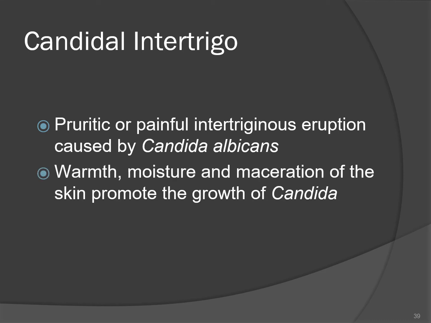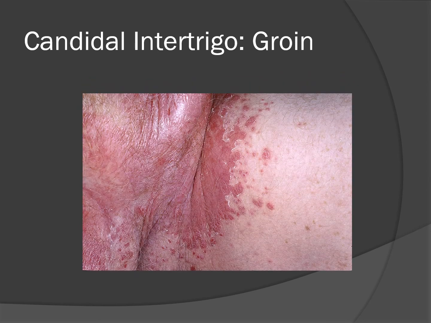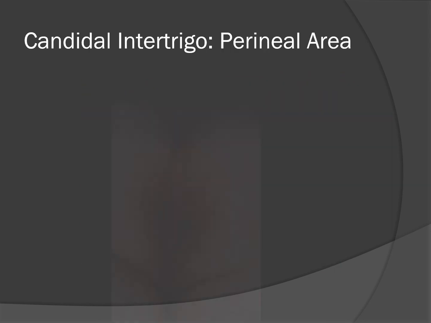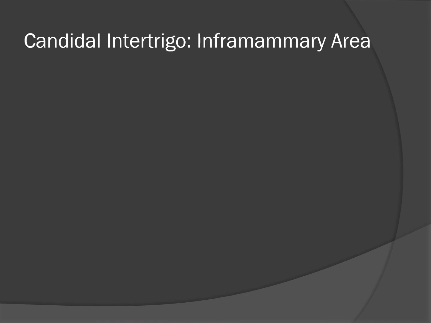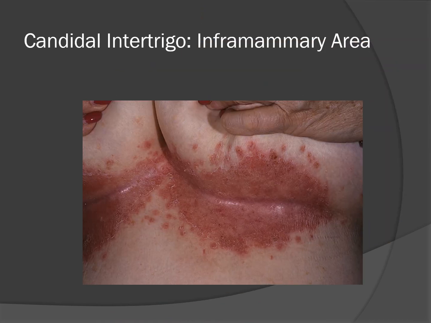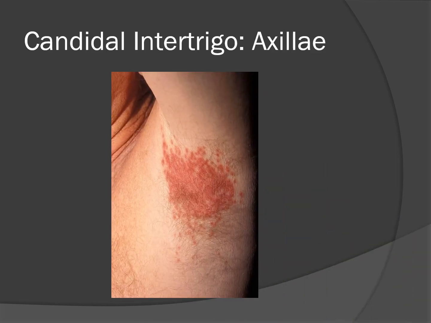But in this case, Candidal intertrigo, the warmth, moisture, and maceration of the skin in the intertriginous areas promote the growth of this Candida. Candidal intertrigo can occur in the groin. It can occur in the perineal area. It can occur in the inframammary area, and it can occur in the axilla as well.